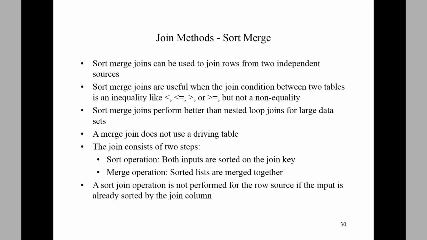A sort join operation is not performed for the row source if the input is already sorted by the join column. If a sort merge join involves choosing a slower access method, such as an index scan as opposed to a full table scan, the benefit of using a sort merge might be lost.